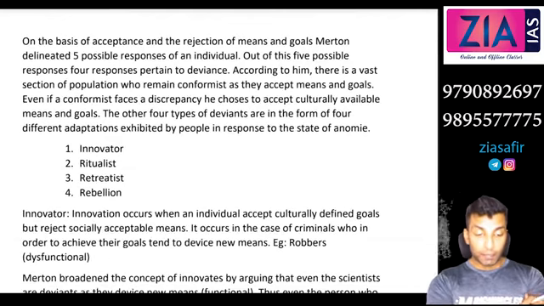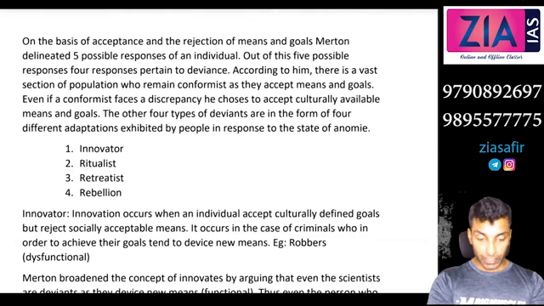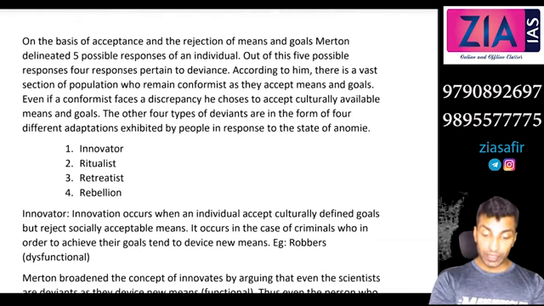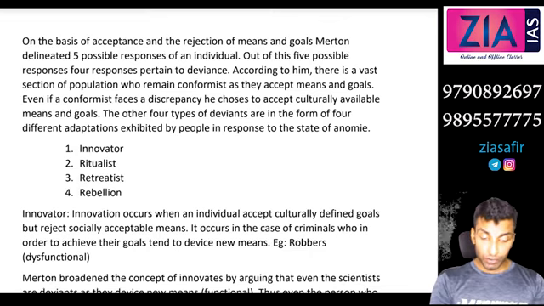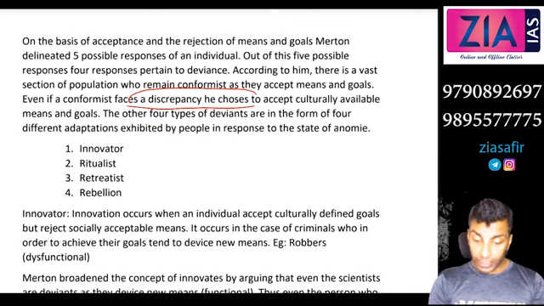On the basis of acceptance and rejection of means and goals, Merton delineated 5 possible responses of an individual. Out of these 5 possible responses, 4 pertain to deviance. According to him, there is a vast section of population who remain conformist as they accept means and goals. Even if a conformist faces a dilemma, he still chooses to accept culturally available means and goals.